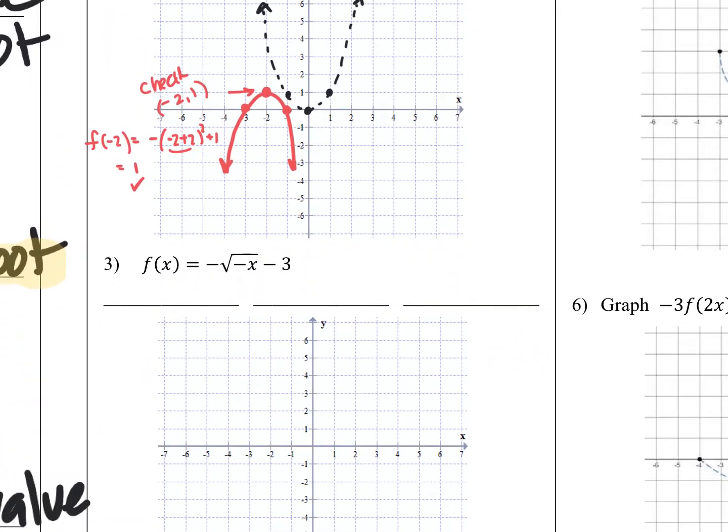All right, for number 3, we have a reflection again, but then there's a negative inside. So we have 2 reflections. So we reflect over the x-axis. We reflect over the y-axis.